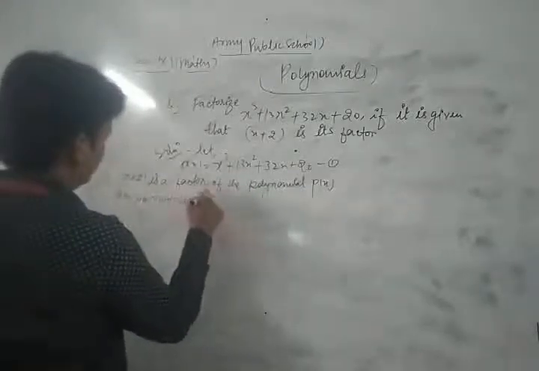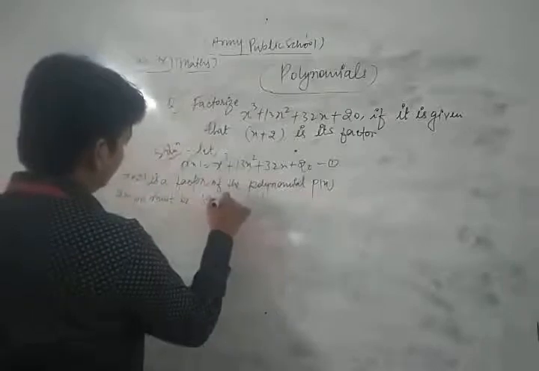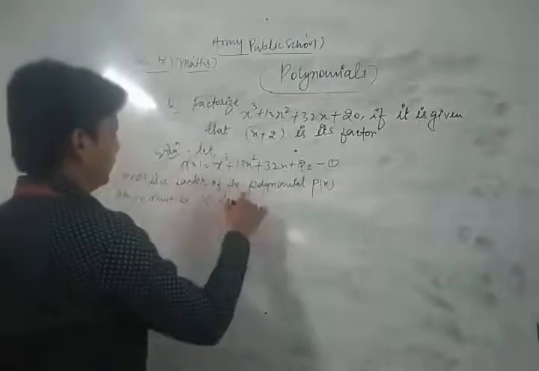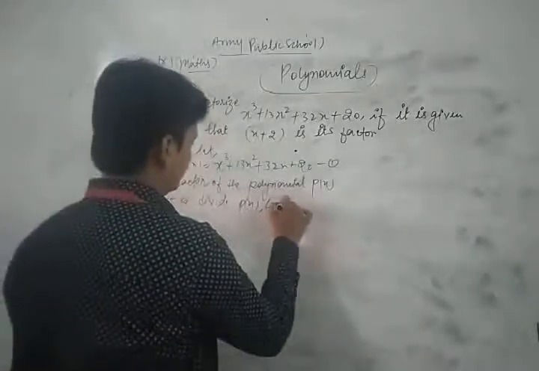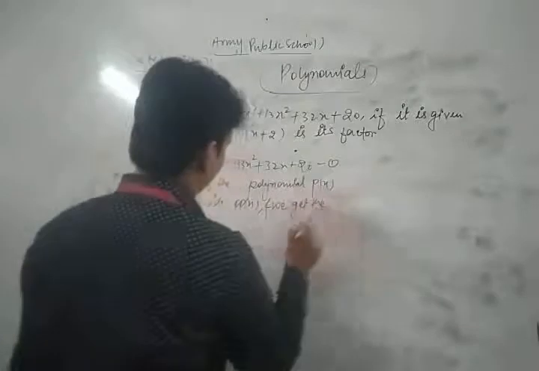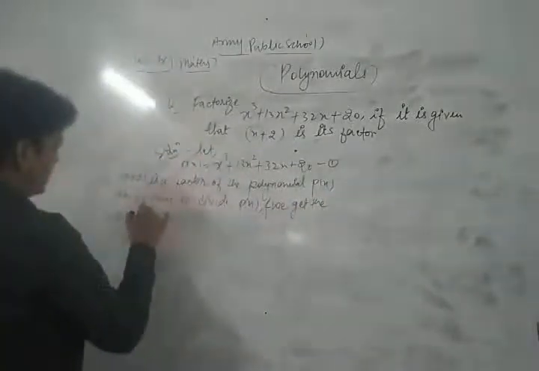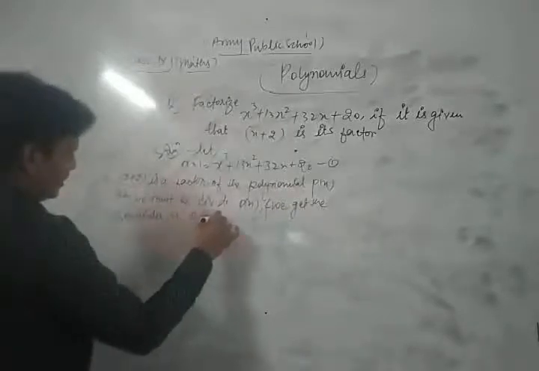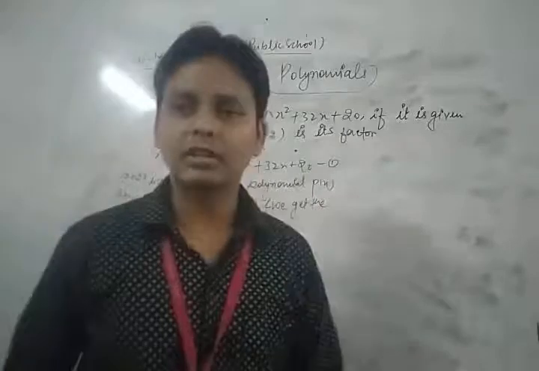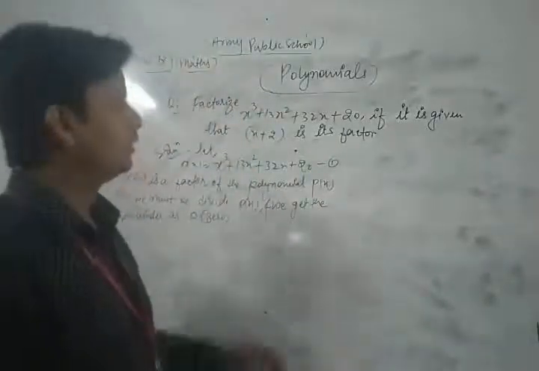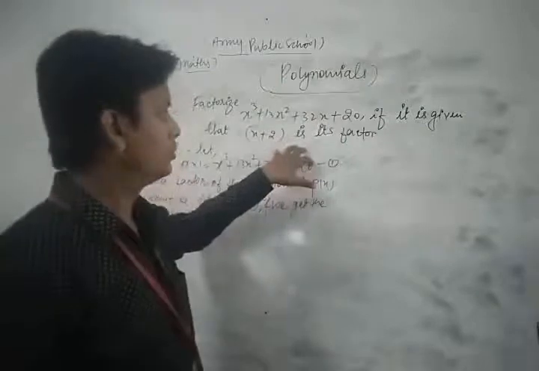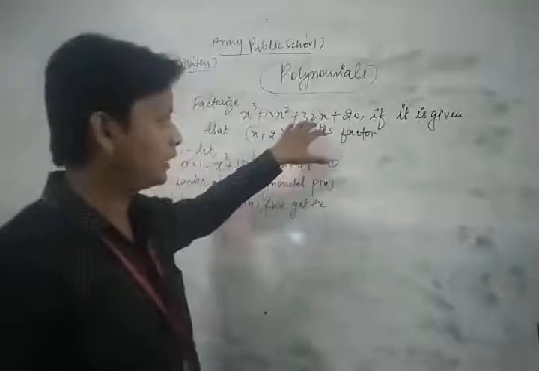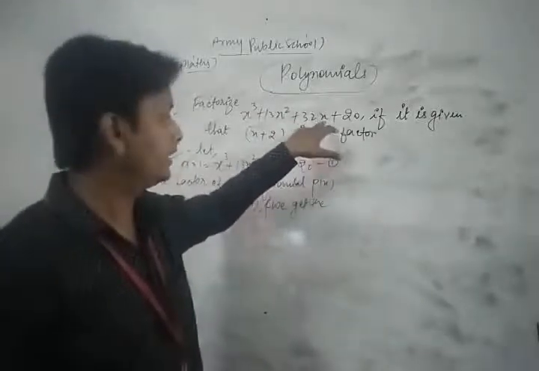we must divide p(x) and we get the remainder as 0. Why is the remainder 0? Because x plus 2 is a factor of the given polynomial, so x plus 2 divides it exactly.